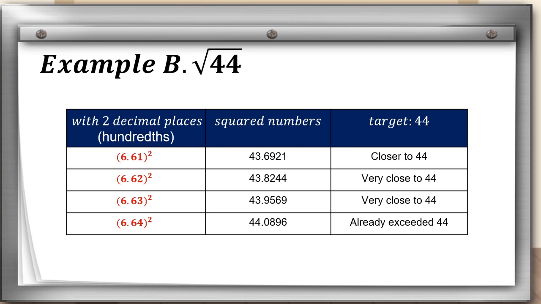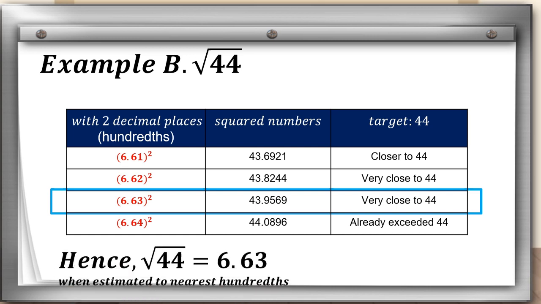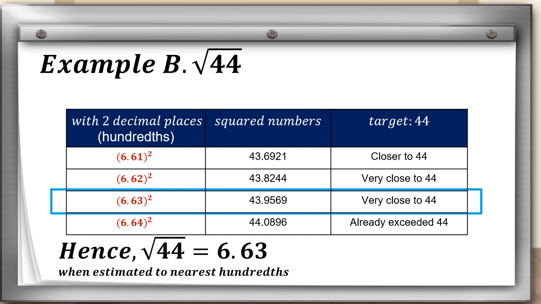Notice that 44 is closer to 43.9569 compared to 44.0896. Meanwhile, 43.9569 is the square of 6.63. Hence, the square root of 44 is 6.63 when estimated to nearest hundreds.